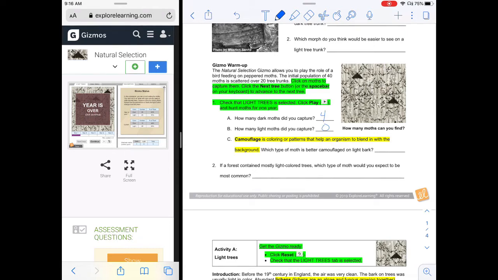Next it says camouflage is coloring or patterns that help an organism to blend in their environment. It asks you which type of moth is better camouflaged on light bark. Write in your guess. That's all you need to do. Question 2, if a forest contained mostly light colored trees, which type of moth would you expect to be the most common? Write in your best guess based on what you already know about camouflage.